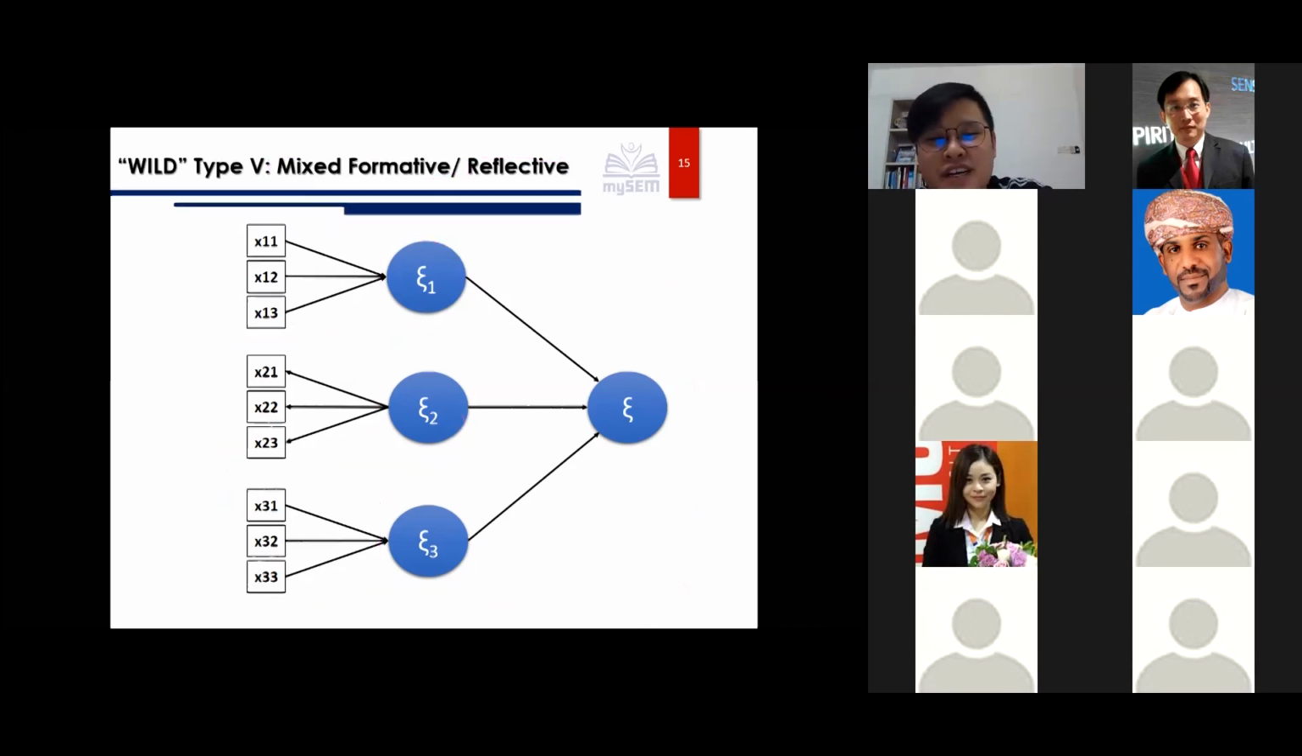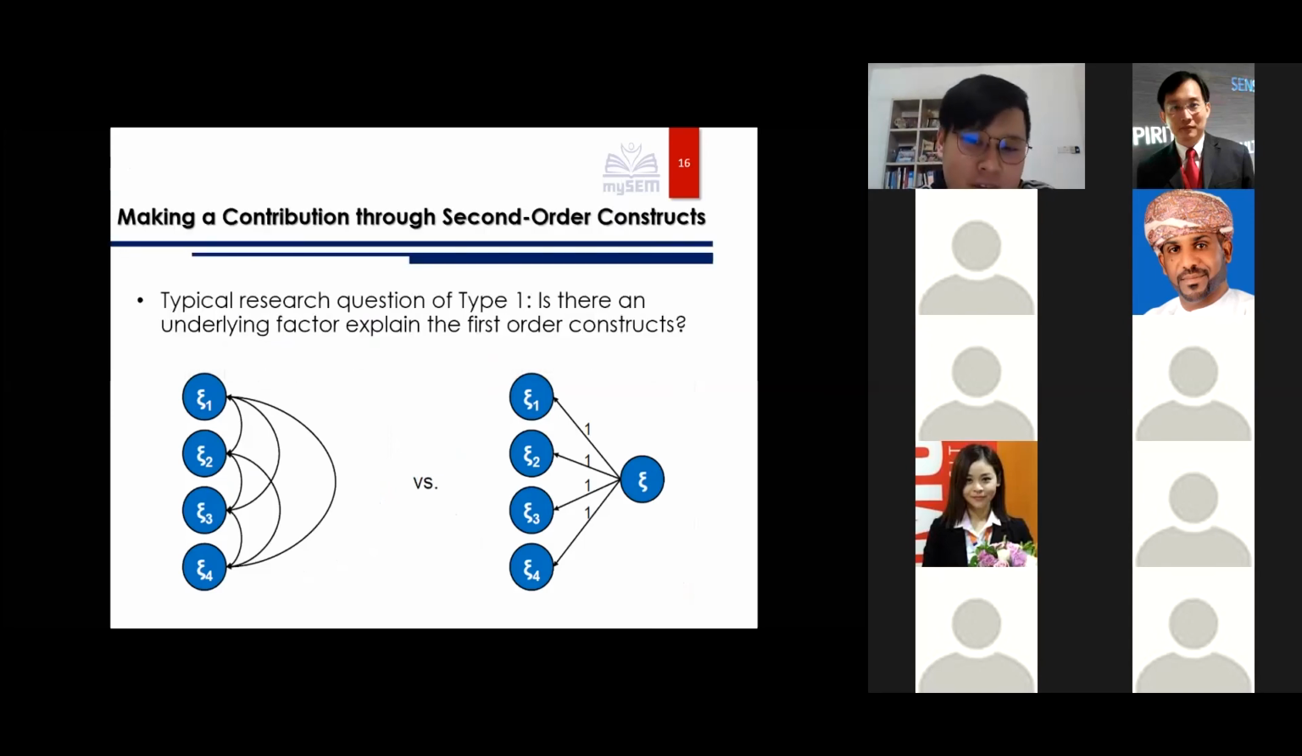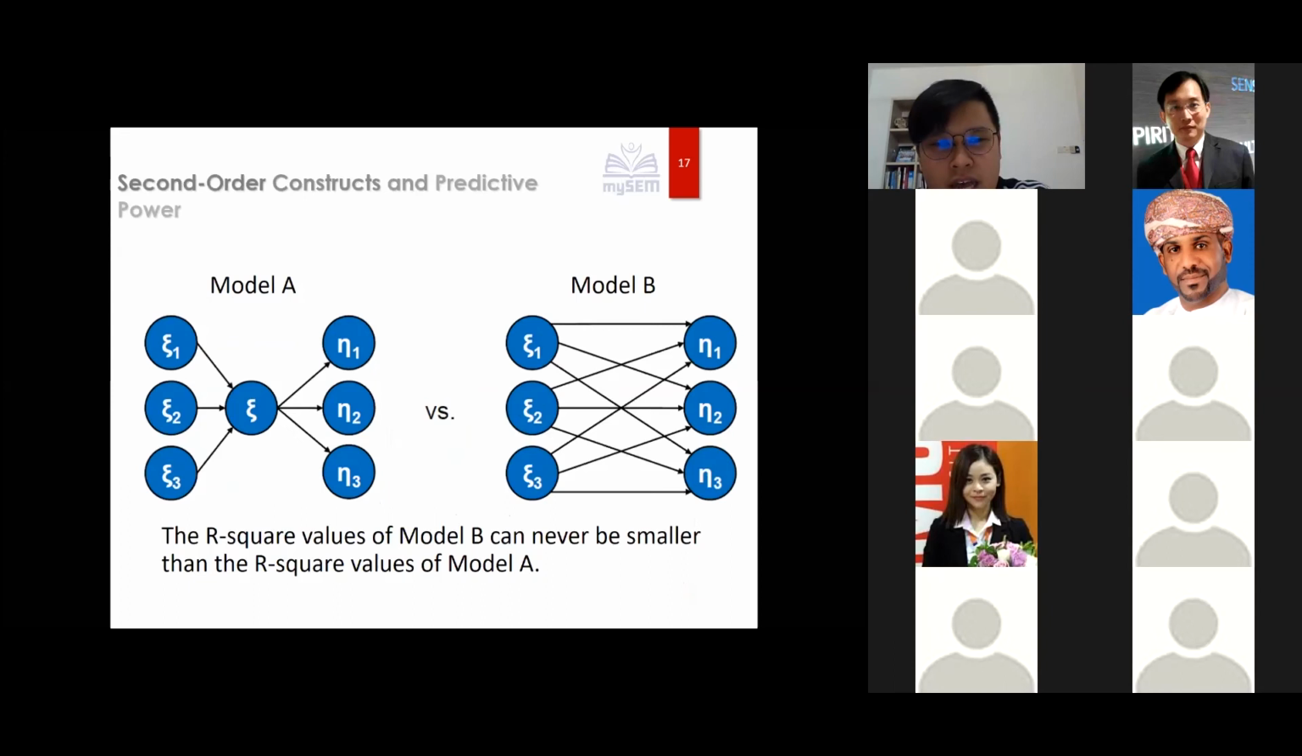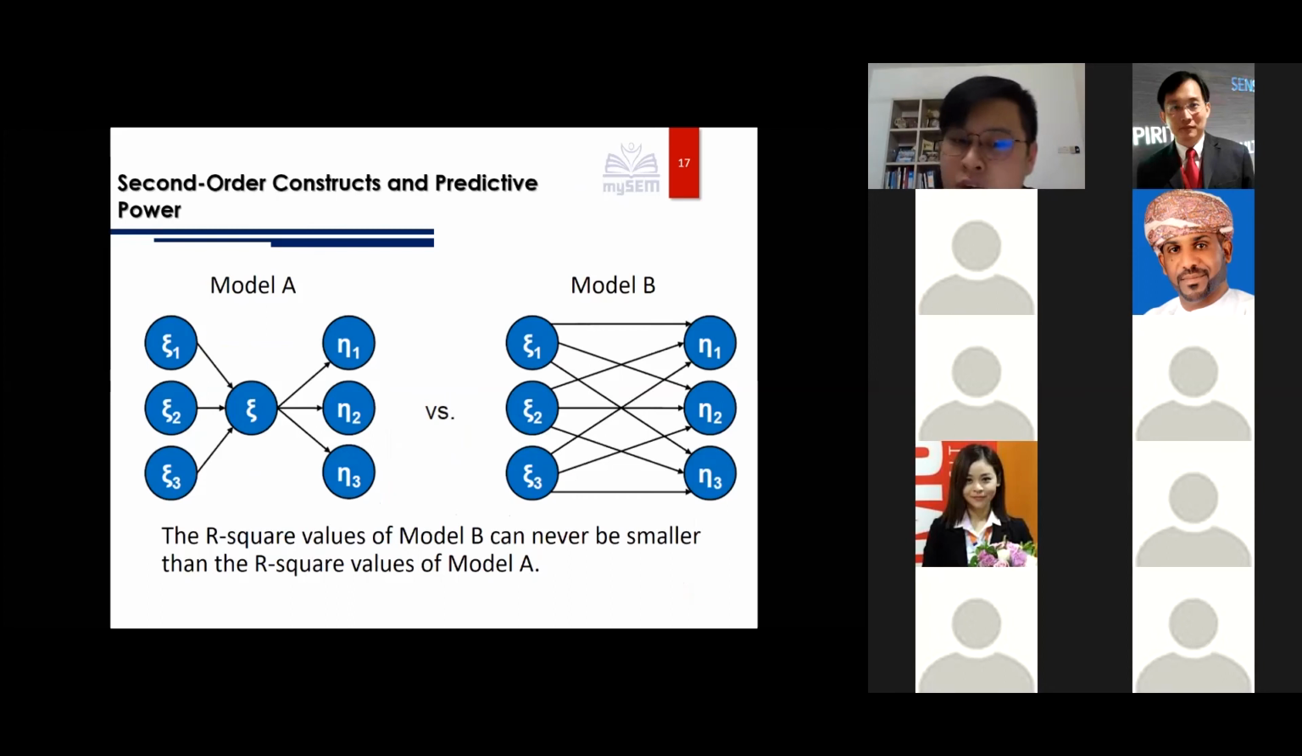Let us move on. So again, why do people use second order constructs? Because again, there are advantages to it, right? It makes things more parsimonious. Like what I mentioned just now, there's a trade-off between doing a second order construct or not. If you do a second order construct, it will be like your model A. If you don't, you will be like model B, right? In model B, you can see there are a lot of hypotheses, a lot of relationships towards your endogenous variable. The problem is that model B is not parsimonious compared to model A, which is more parsimonious.